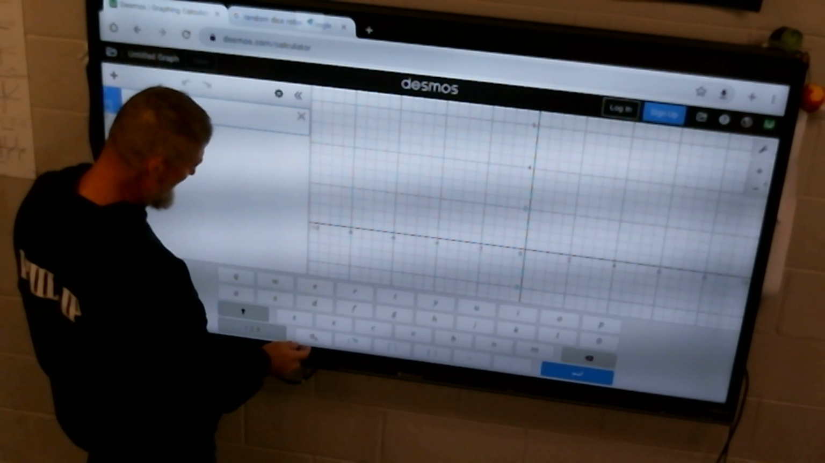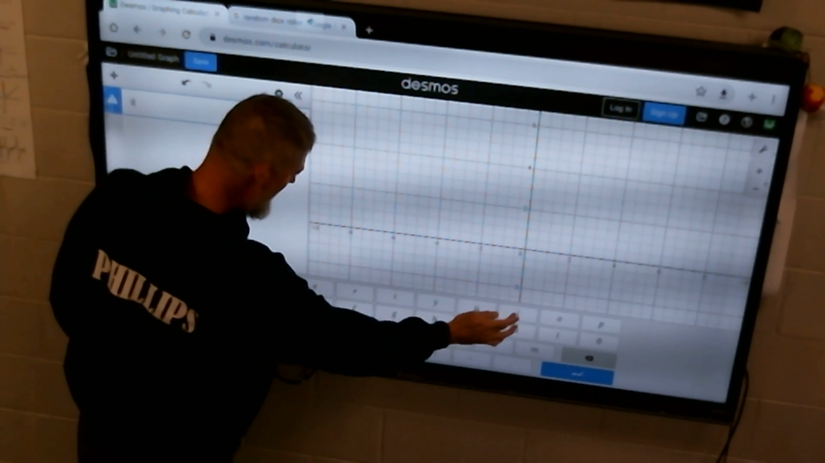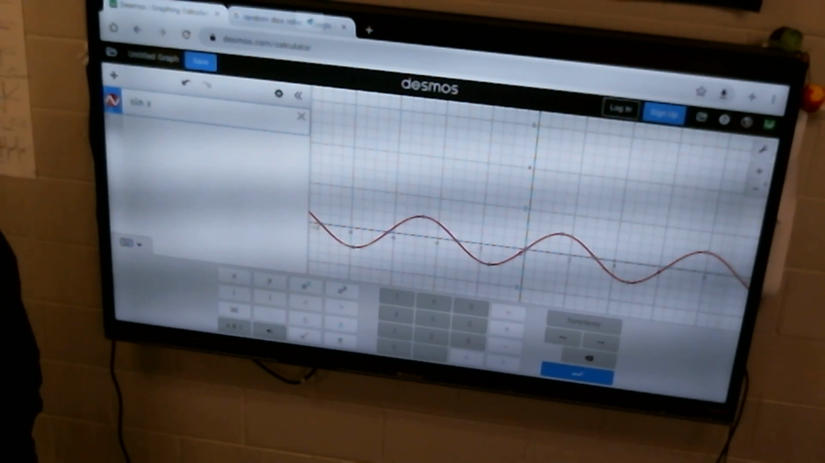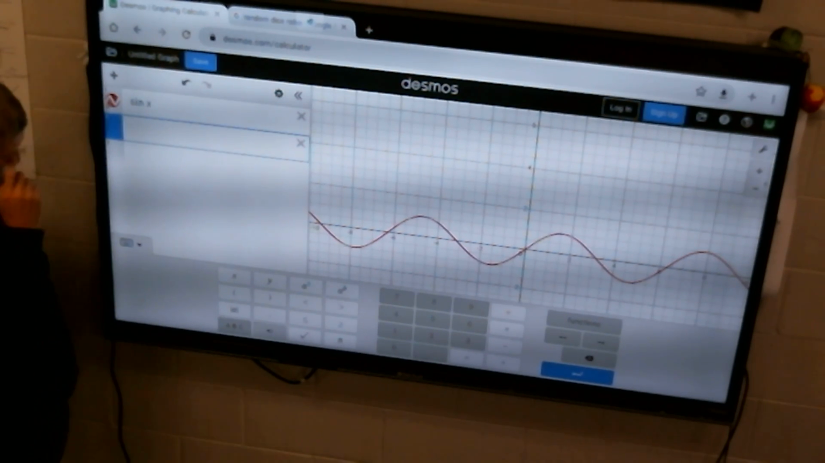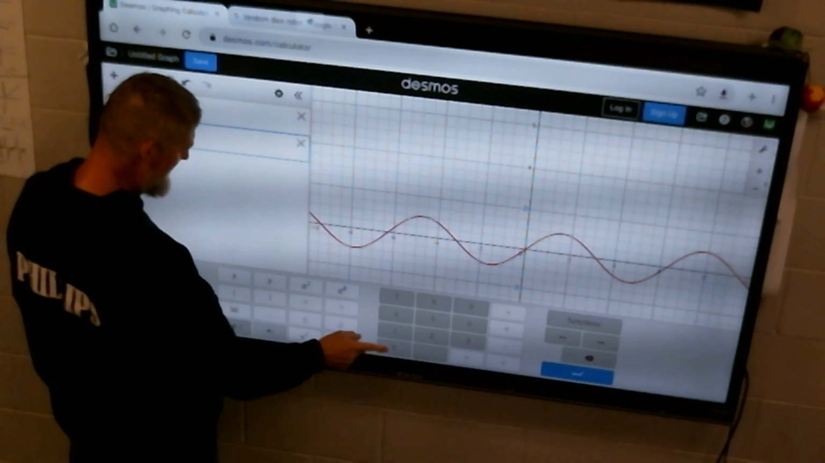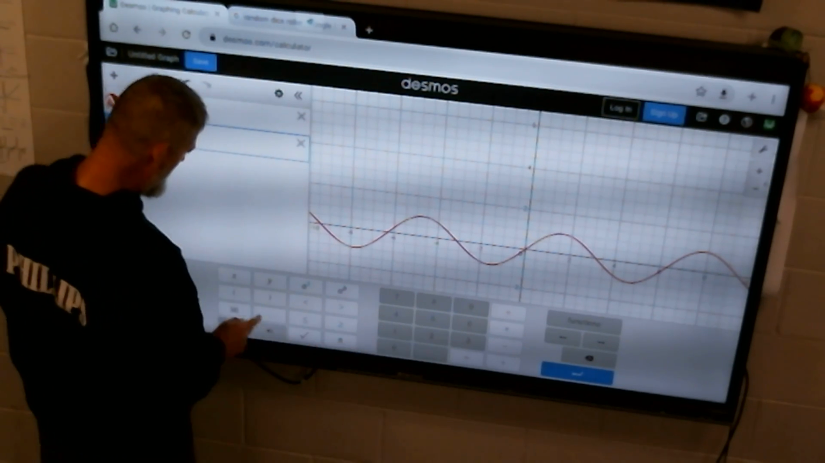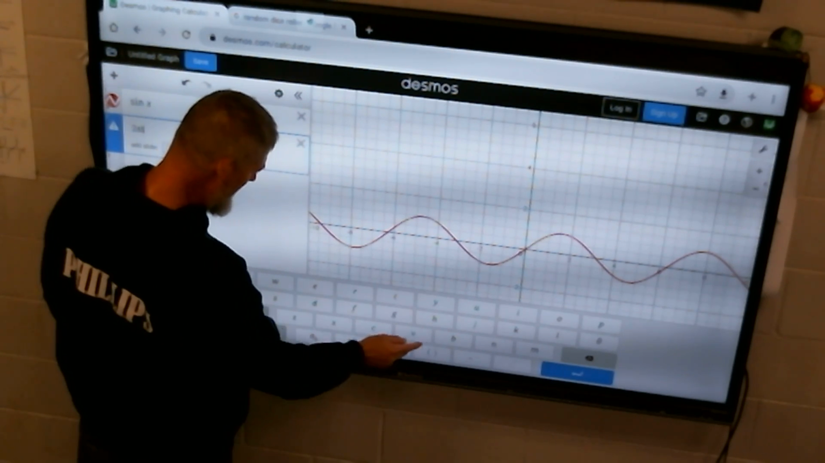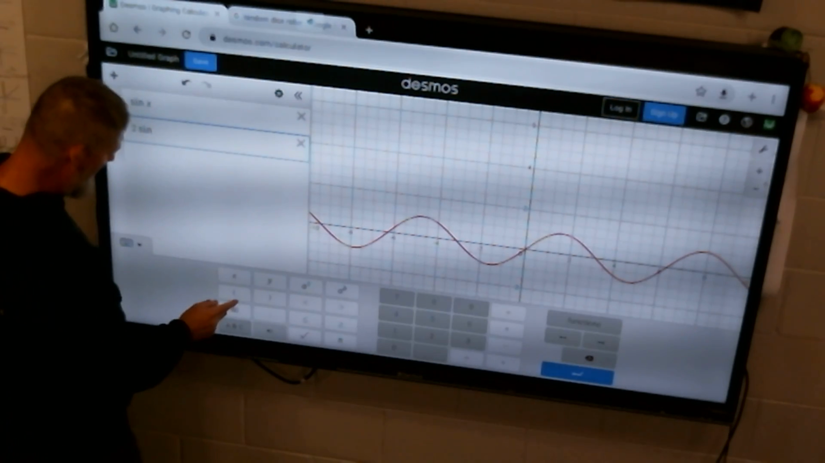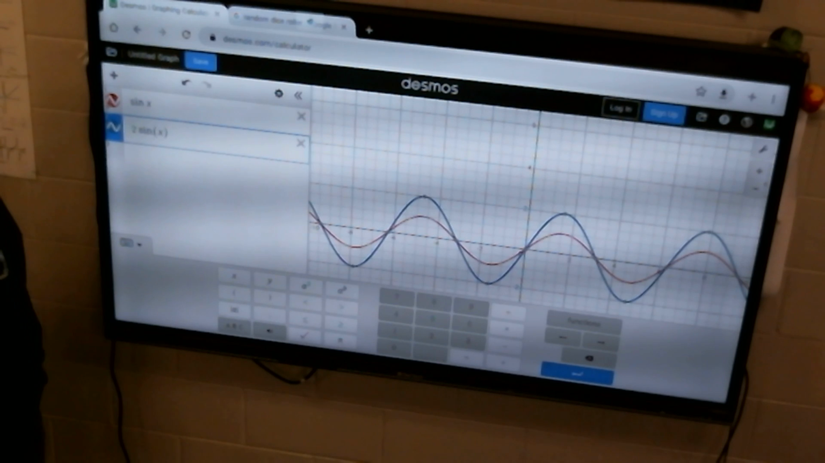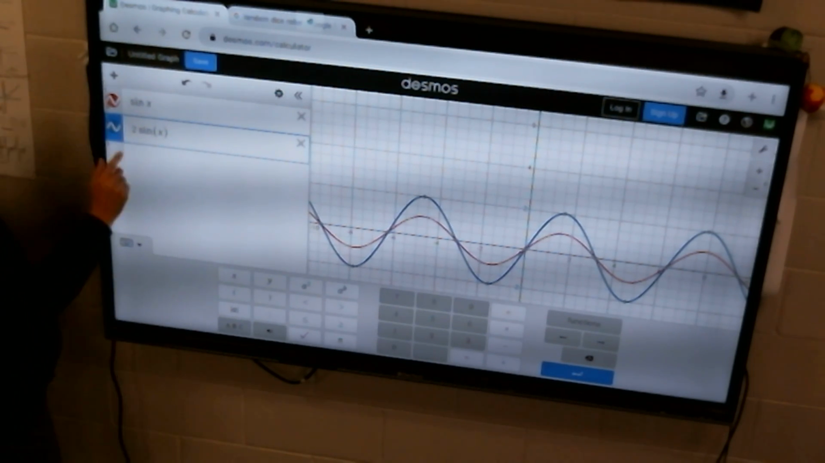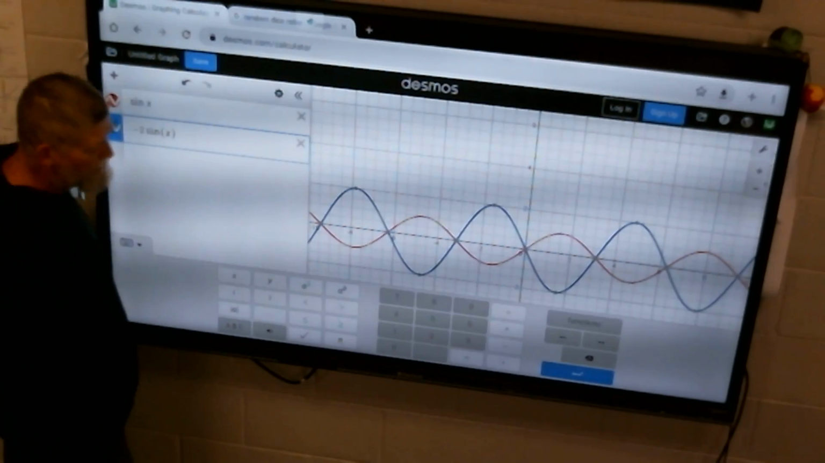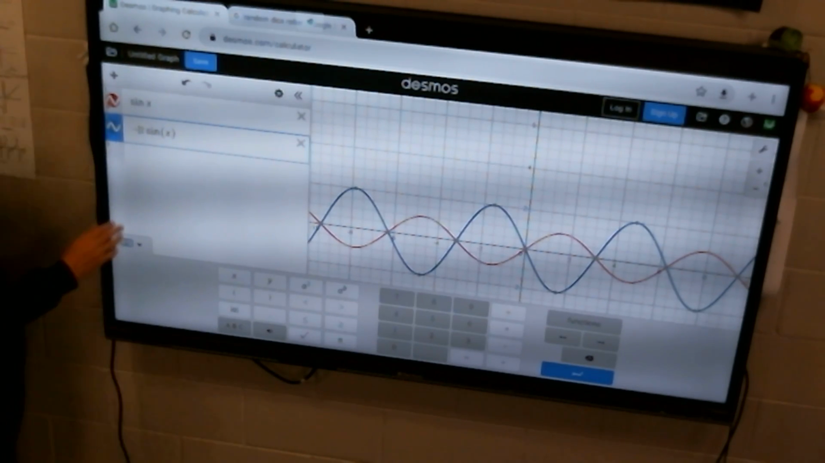Okay. All right, here we go. We know the sine of x. Piece of cake, right? All right, what did we do first? What's the first thing we did? Amplitude. So 2 times the sine of x. And it changed it, right? What if I put a negative in front of it? It reflects it. Very good.